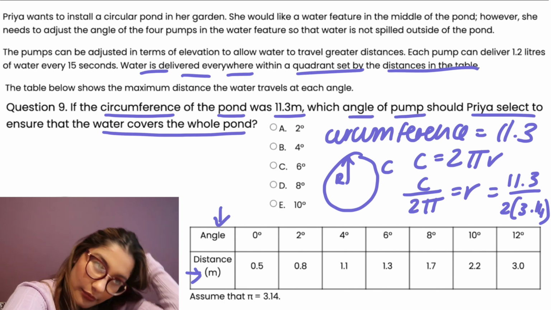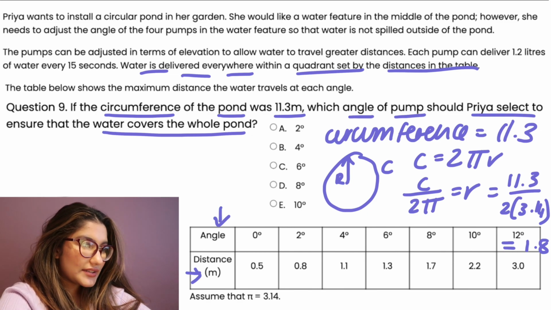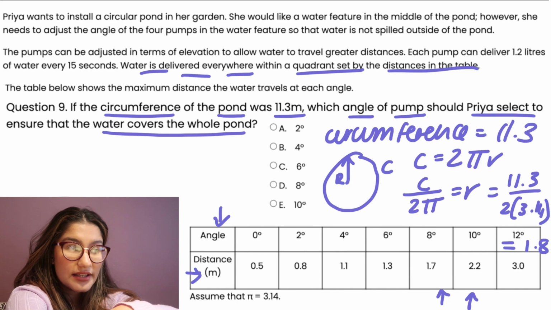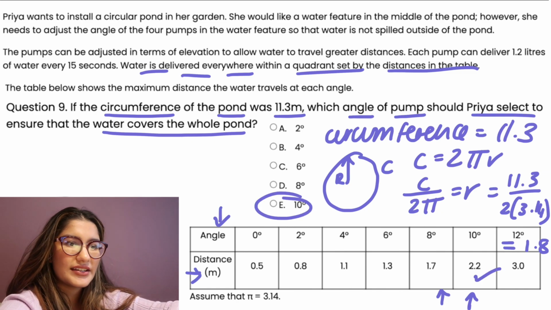And then that would give you 1.8, and 1.8 basically is not covered by the 8 degrees, but it is covered by 10 degrees, so the answer would be 10, because that would cover the entire distance of the pond.